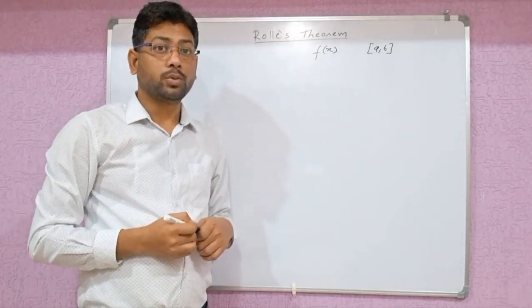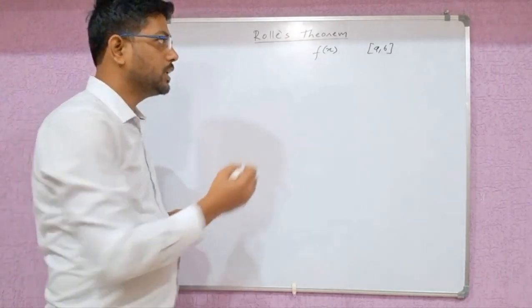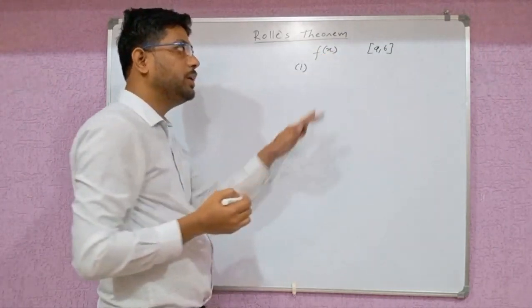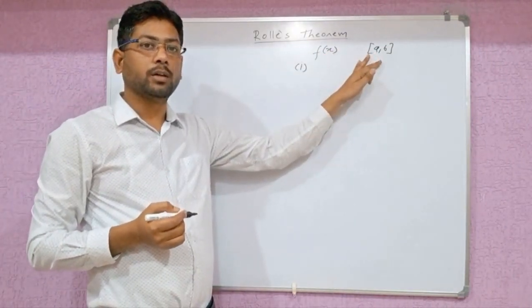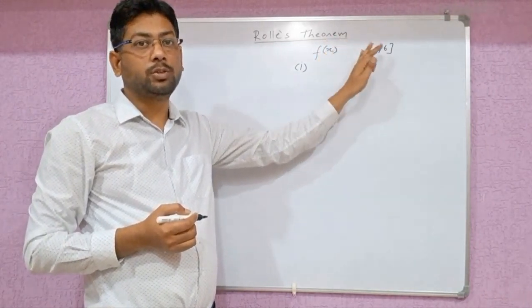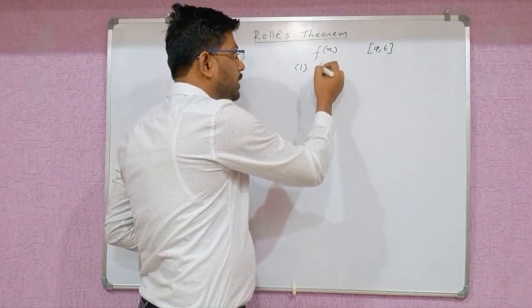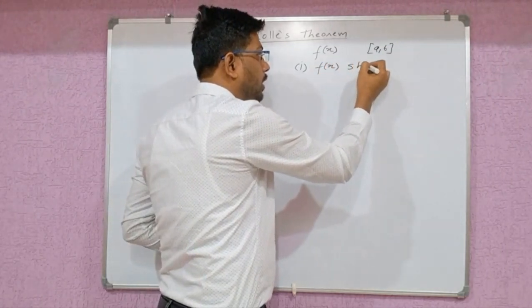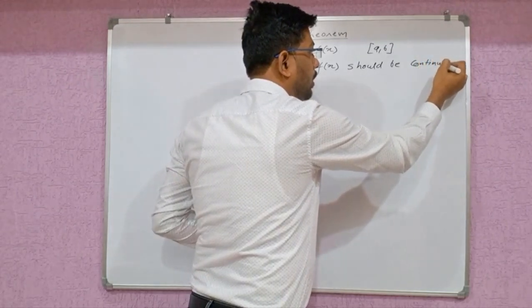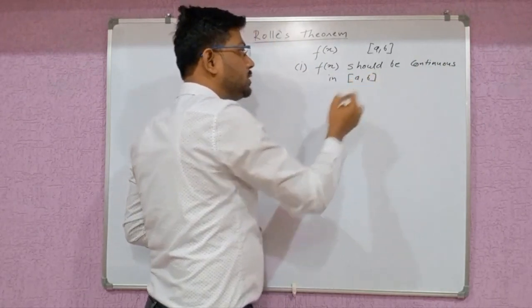According to Rolle's theorem, there are three conditions that should be satisfied. The first condition which should be satisfied by this function f(x) is that f(x) should be continuous in this interval a to b. So what is the first condition? The f(x) function which is given to us should be continuous in this interval a to b. So let's write that. This f(x) should be continuous in the interval a to b. So this is the first condition.